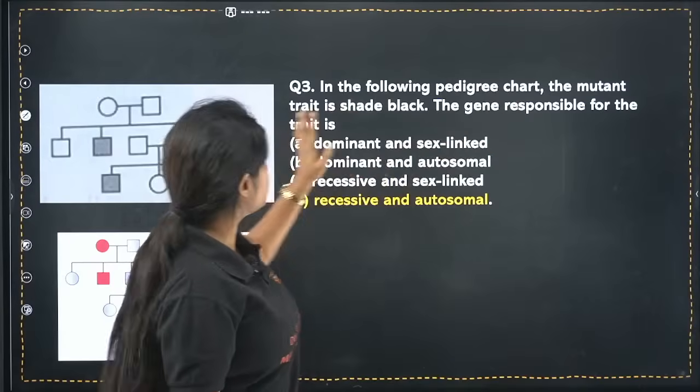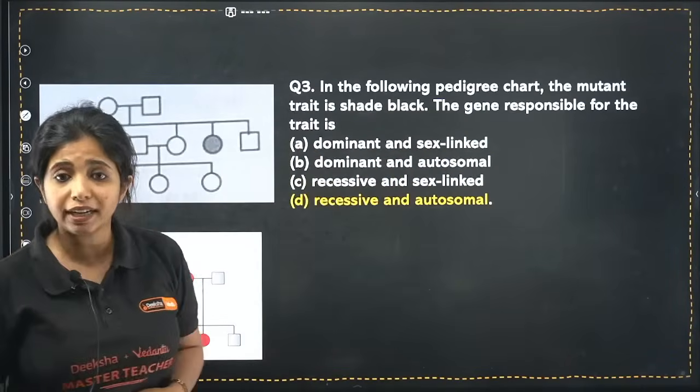Okay. Now the next thing that we have is this. In the following pedigree chart, the mutant trait is shaded black. The gene responsible for the trait is what?